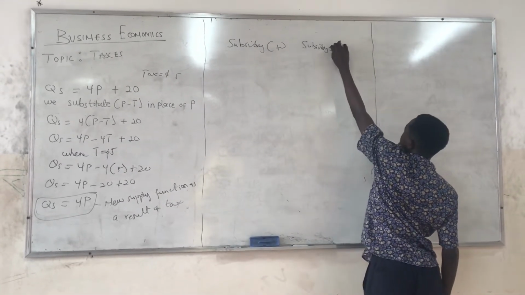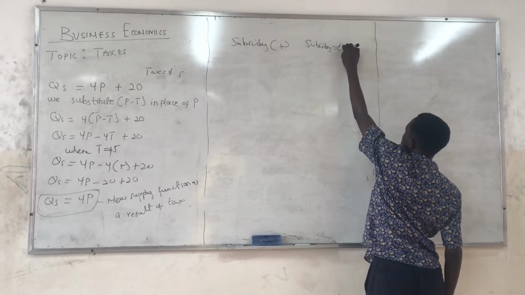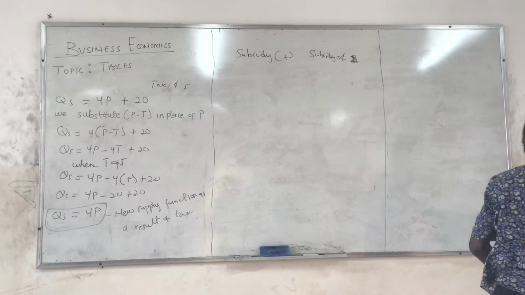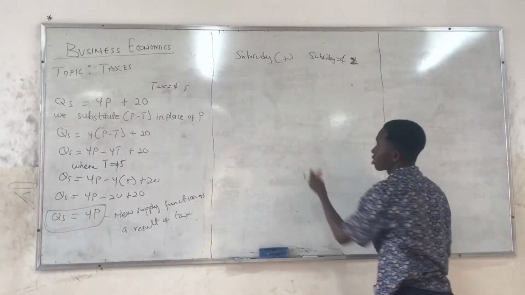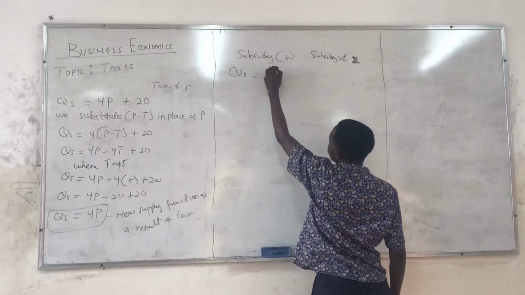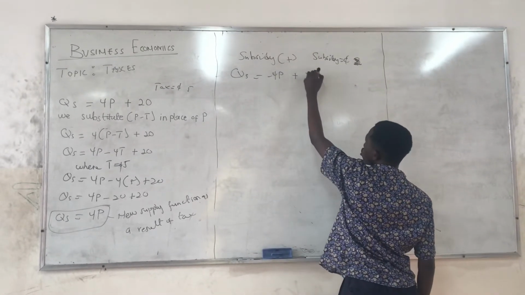The same thing with a subsidy. Let's take a subsidy of 2 cents. It still affects what? The supply function. So Q is equal to minus 4p plus 20.